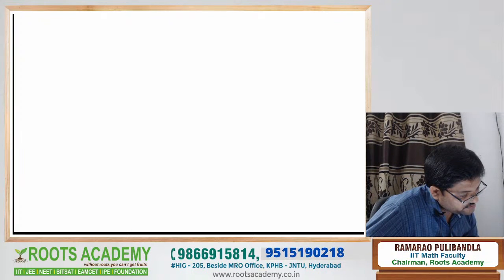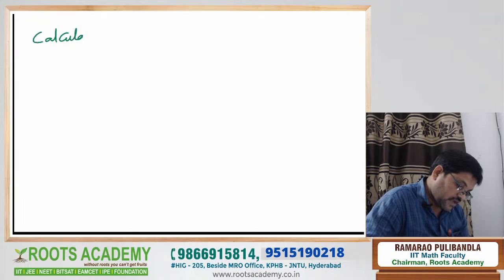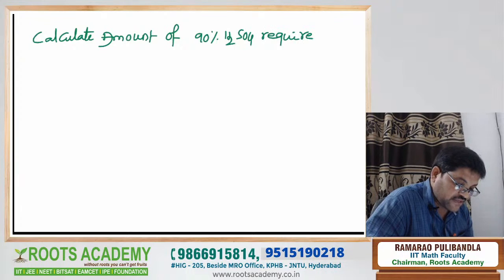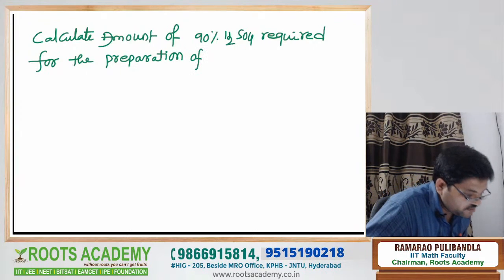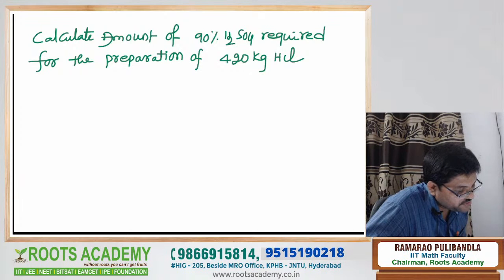This is also very important. For example, a problem can be given for 2 marks, maybe even 4 marks. Calculate the amount of 90% H2SO4 required for the preparation of 420 kg of HCl.